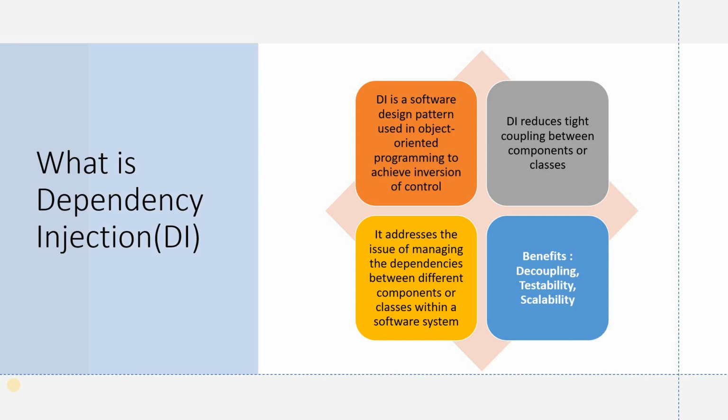So what is dependency injection? What is DI? DI is a software design pattern which we use to achieve the IOC principle. DI enhances loose coupling between various classes. The benefit of DI is obviously the coupling thing. It reduces the tight coupling. It enhances testability and it helps us create scalable software.